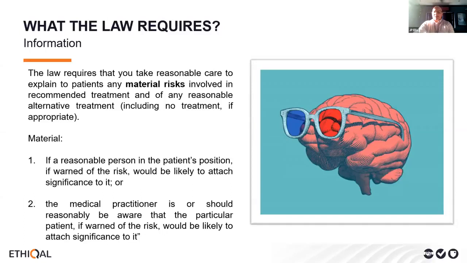Now, the law requires that you take reasonable care to explain to patients any material risks involved in recommending treatment and of any reasonable alternative treatment, including no treatment, if appropriate. Now, the phrase material risks has a particular connotation in the legal sense. It refers to those risks that a reasonable person in the patient's position would likely attach significance to. So, for example, if someone was a professional pianist and a procedure entailed amputating their arm, that's clearly something that would attach real significance to that person. Not that amputation wouldn't be important for anyone else, but in the case of a pianist, it might be even more important.